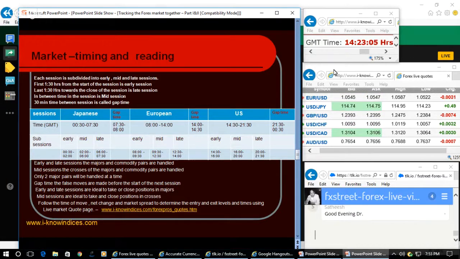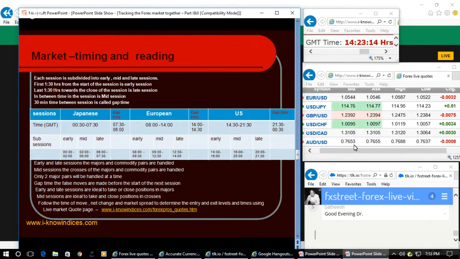Exactly by 14:30 GMT, you can see how they are reversing the market, or how they bring in sudden volatility in the market. We'll be able to watch it. And similarly, at 13:30 GMT, the data release time, how they are making a move.